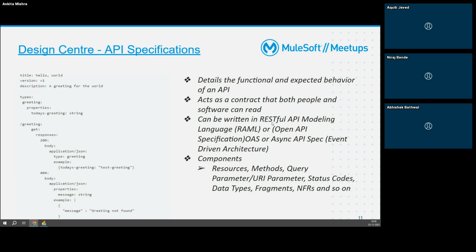It can be written in the RESTful API Modeling Language, which is called RAML, which is used to develop our RESTful APIs. It can also be written in OpenAPI Specification, which is OAS, popularly known as Swagger in the market, which can be used to create both your RESTful as well as SOAP APIs. Plus, it also helps you create AsyncAPI specifications, which help us create APIs for event driven architecture. So everything is supported in our Anypoint platform.